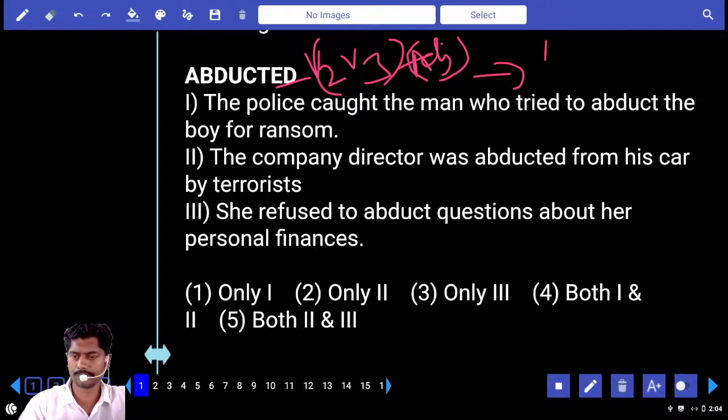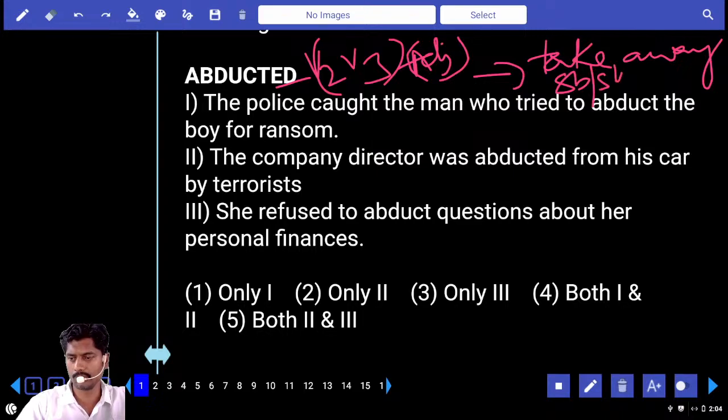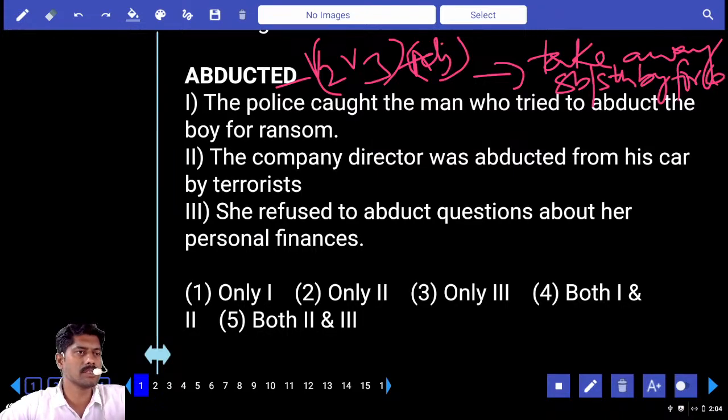Abduct means take away somebody or something by force, like kidnapping. Abduct is nothing but a kind of kidnapping. Forcefully you take a person away from a particular place. The police caught the man who tried to abduct the boy for ransom. Yes, ransom is nothing but money. So police caught this man who tried to abduct the boy.